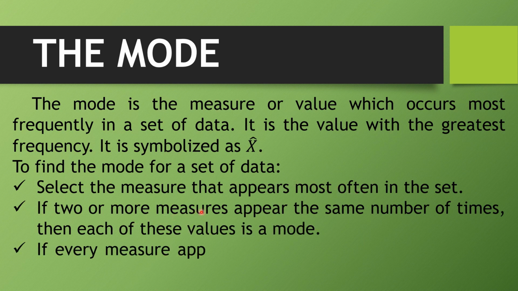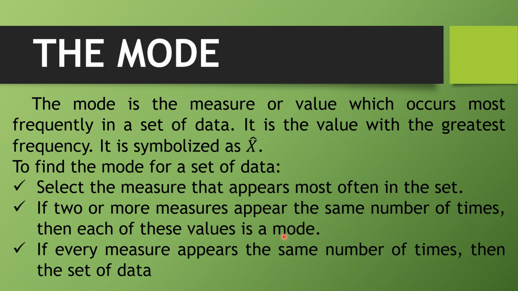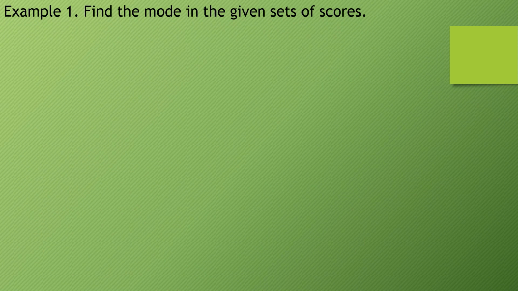If 2 or more measures appear the same number of times, then each of these values is a mode. If every measure appears the same number of times, then the set of data has no mode. Now, let's have an example. Find the mode in a given set of scores. We have here 5, 3, 6, 4, 7, 5, 8, 9, 5.